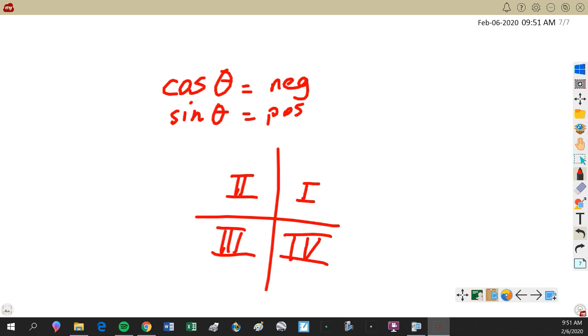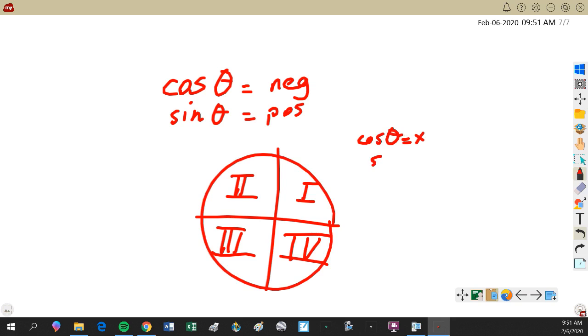So which quadrant is the cosine negative and the sine positive? Well, we need to remember that the cosine of theta is the x value on the unit circle, and the sine of theta is the y value on the unit circle.